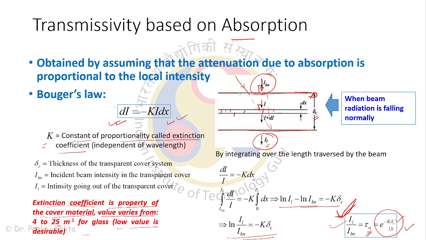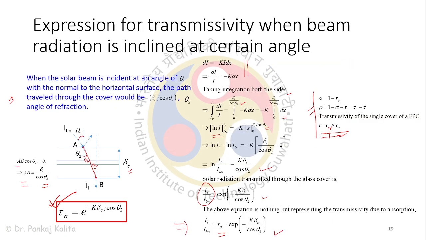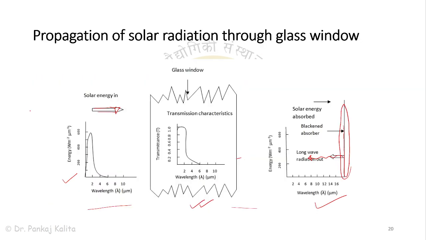Actually, delta c is the path covered here. Here the actual path covered is not the thickness; it is this a b dash, whereas here it is a b. So this will be delta c by cos theta 2. This is the modified equation for incidence at a certain angle. This formula you need to remember.